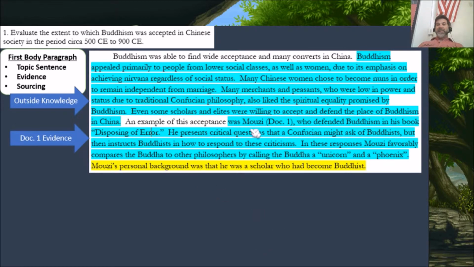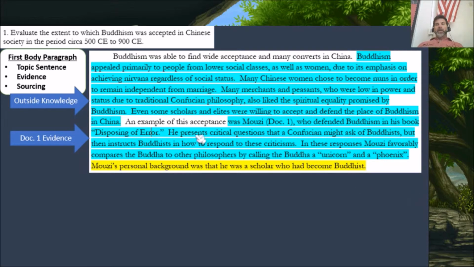When you are citing the documents, use the author's name when possible, or say what the document is when possible. You should also include a reference to the document number, whether it's in parentheses or just in your sentence, but always use the author's name because the documents themselves are inanimate objects. The people who wrote the documents are the ones who are really speaking to us over the years.